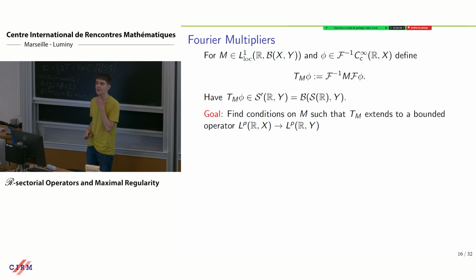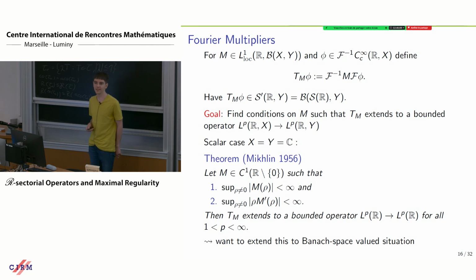And yeah, so let's maybe first think about the scalar valued case, which is easier, when X and Y are just the complex numbers. Then you might know the Mikhlin theorem, which gives us such conditions. So I will recall it.